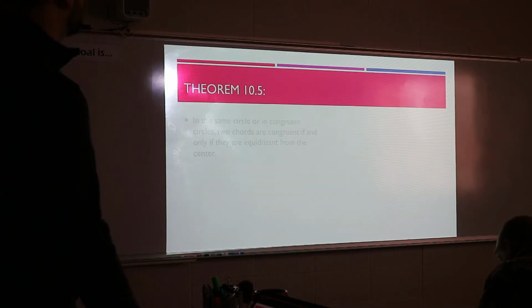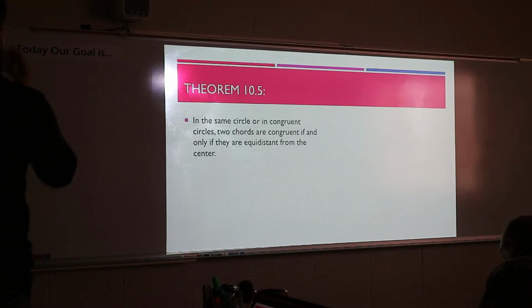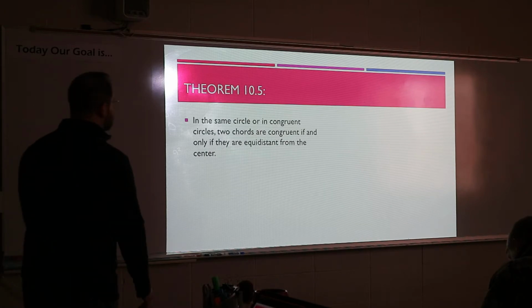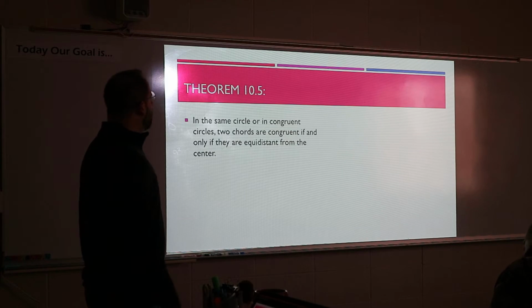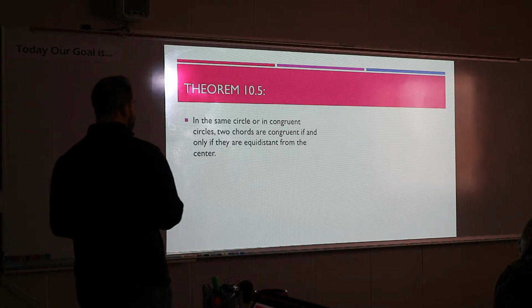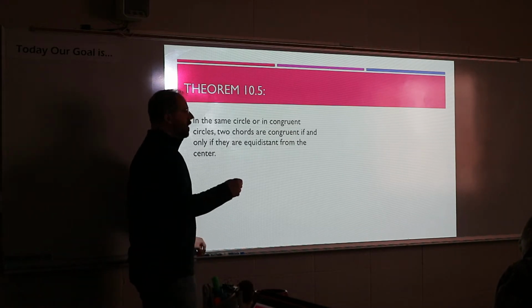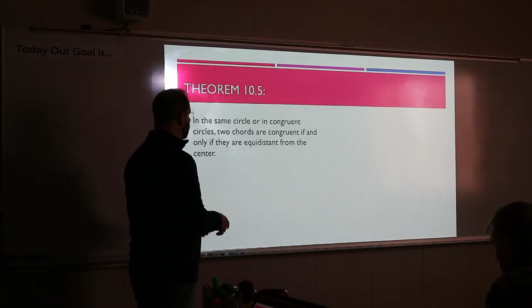Okay, 10-5, last one today. Here you go. Same circle or congruent circle, so it could be one picture or two pictures, but they have to have the same circle. Two chords are equal if and only if they're equidistant from the center.